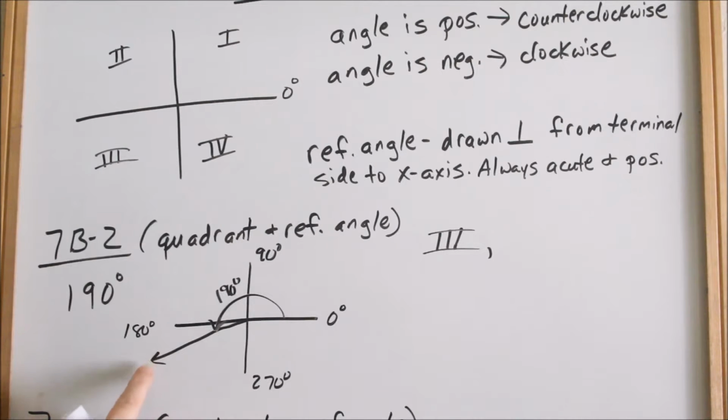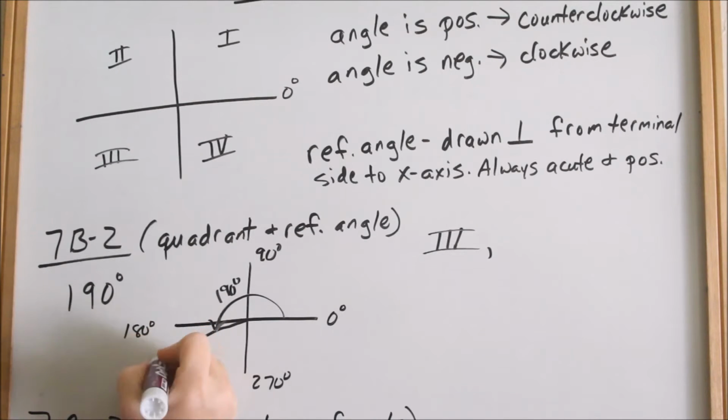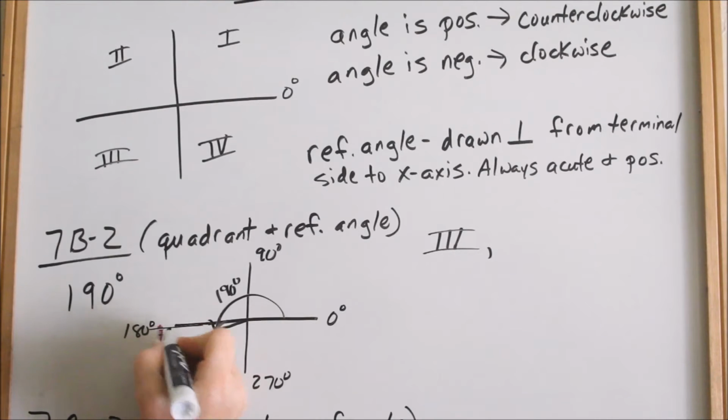So here, if our terminal side is here, this is where our angle stops, your reference angle is always drawn to the x-axis. So from this point, wherever this point stops, go up, actually I want to use a different color, go up to the x-axis. So I'm going to go from here, and it's going to be perpendicular to the x-axis. In other words, that line should be perpendicular to the x-axis right there. Okay, so now I've created this triangle, and then they want to know what is the reference angle.